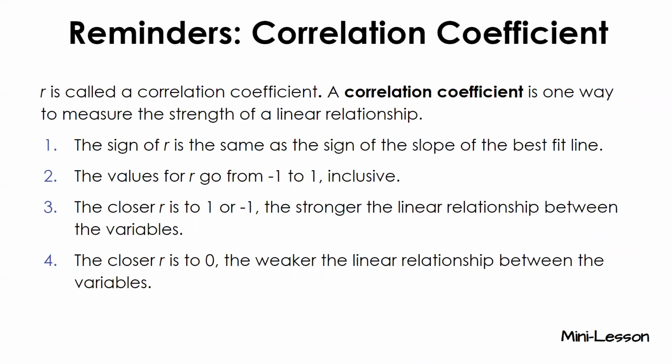The closer R is to 1 or -1, the stronger the linear relationship between the variables. The closer R is to 0, the weaker the linear relationship between the variables. We talked about that yesterday.